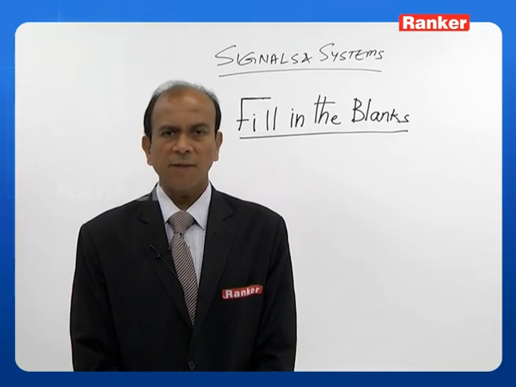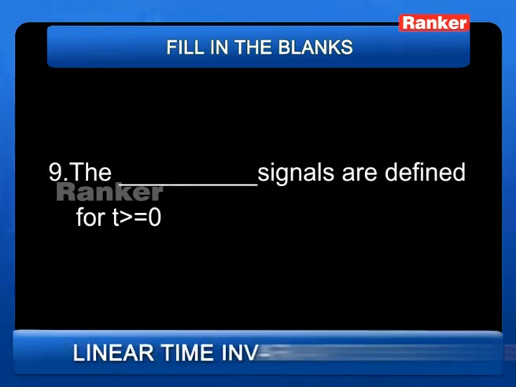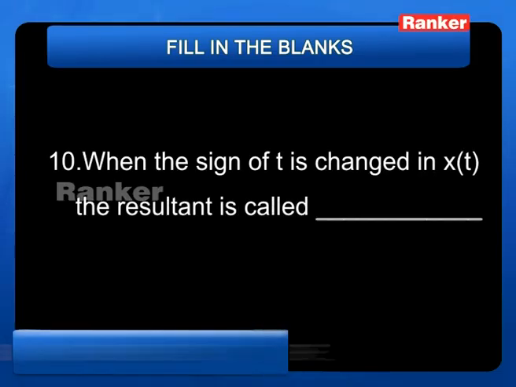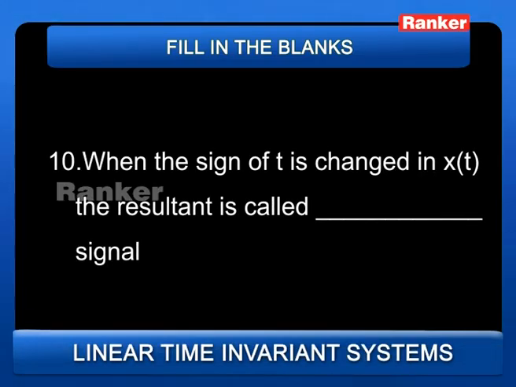Now, let us look at the ninth fill in the blank. It says the dash signals are defined for t greater than or equal to 0. We have causal signals which are defined for t greater than or equal to 0. 10th question, when the sign of t is changed in x of t, the resultant is called the folded signal.